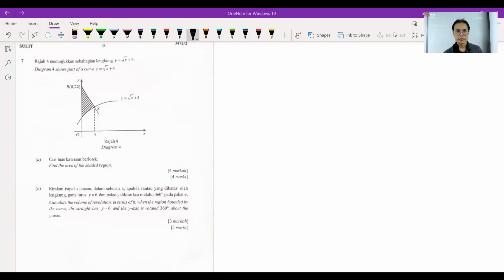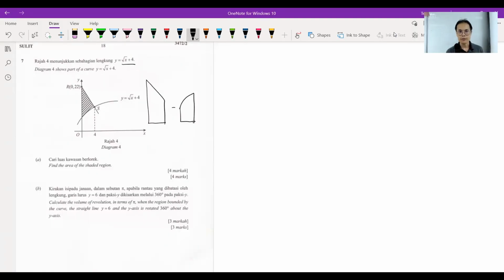Okay, question number 7. This is integration, pengamiran. The diagram shows part of the curve y equals square root of x plus 4. Find the area of the region below it. You can see from the diagram, given a shaded region here, I think we have to take the bigger one, which is a trapezium here, minus the smaller one, which is the area of your integration.